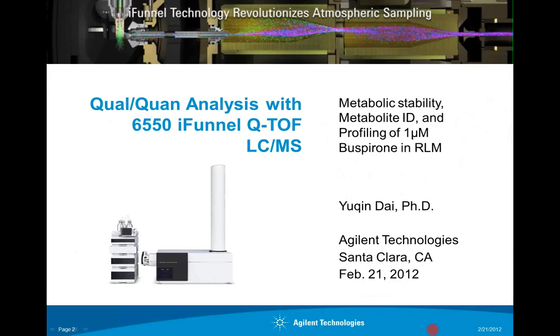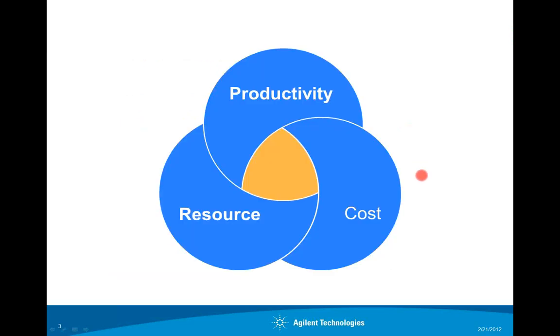Thank you, Tanuja, for the introduction and arrangement of this webinar. The topic I'm going to discuss today is the Qual/Quan workflow using the 6550 iFunnel Q-TOF LC-MS for simultaneous determination of metabolic stability, metabolite identification, and profiling of 1 micromolar Buspirone in rat liver microsomes.